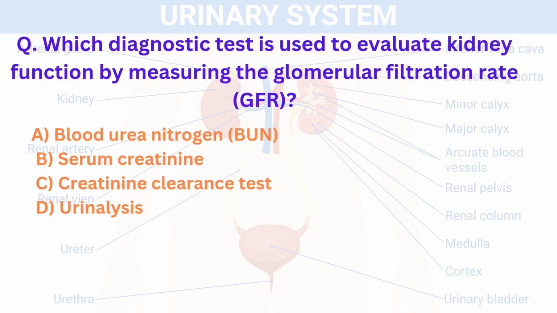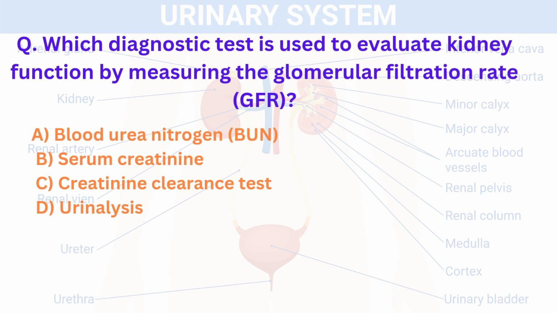Next question is, which diagnostic test is used to evaluate kidney function by measuring the glomerular filtration rate? Options are blood urea nitrogen, serum creatinine, creatinine clearance test, urine analysis. Blood urea nitrogen, that is BUN, usually measures nitrogen levels in the blood. Then serum creatinine, it indicates kidney function but does not directly measure glomerular filtration rate.